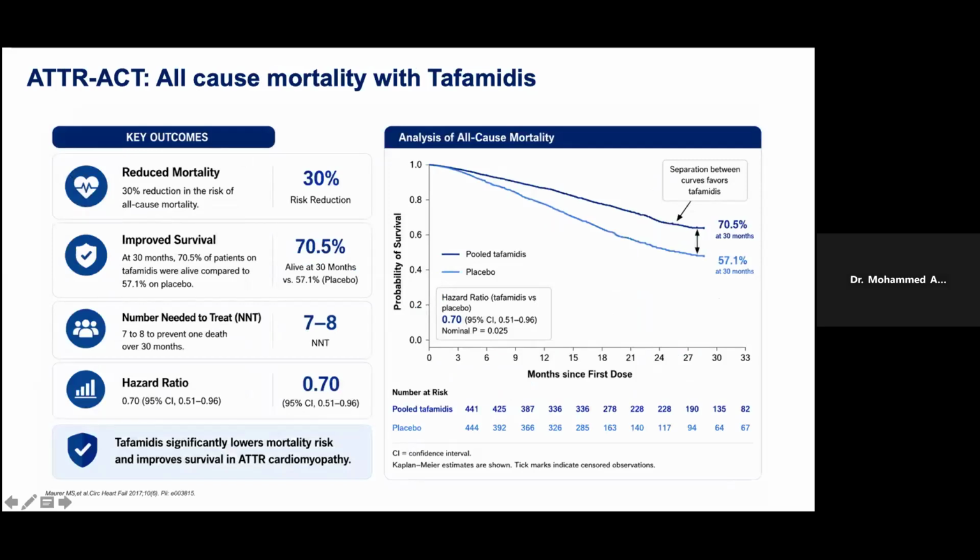For mortality, tafamidis significantly reduced all-cause mortality compared with placebo, 26.5% in the tafamidis group compared with 42.9% in the placebo group, with a hazard ratio of 0.7, a 30% relative risk reduction. Because tafamidis is a stabilizer of the transthyretin tetramer rather than removing existing amyloid deposits, its clinical benefit accumulates over time.